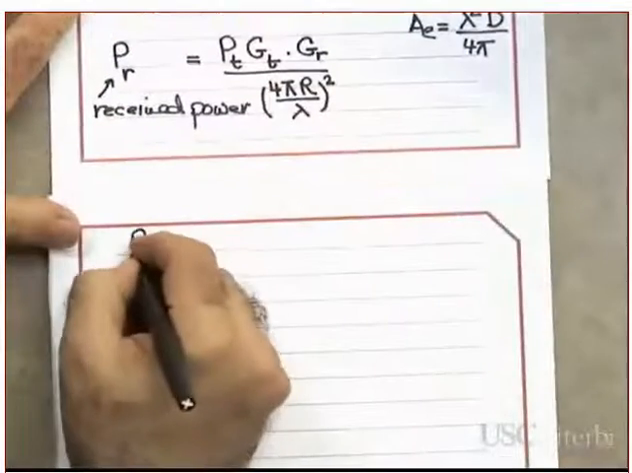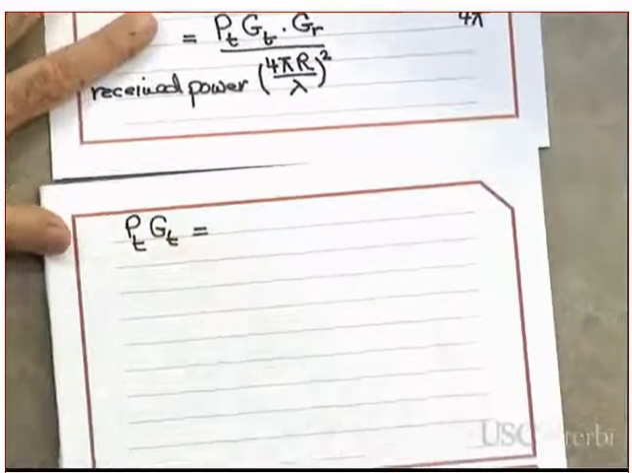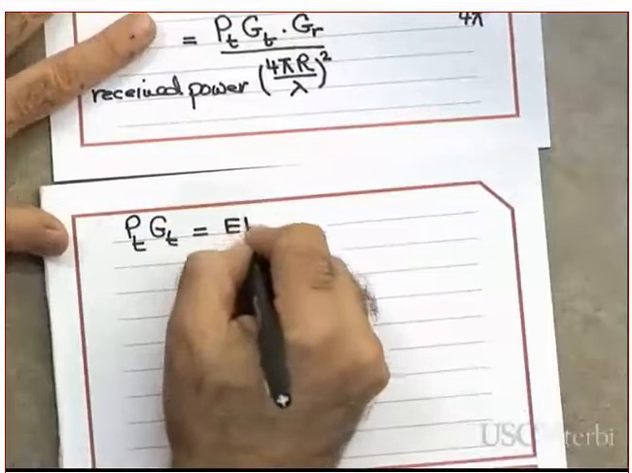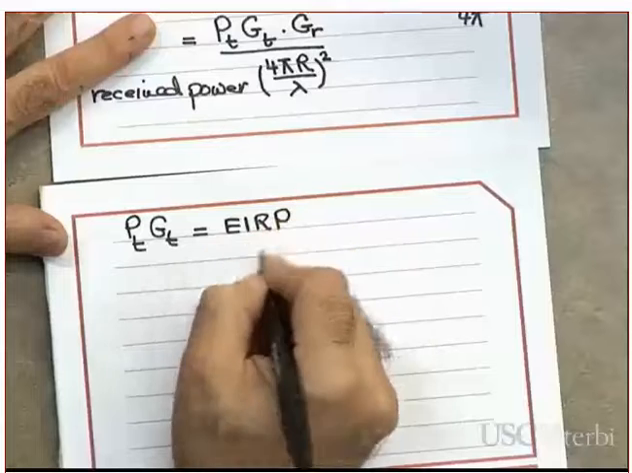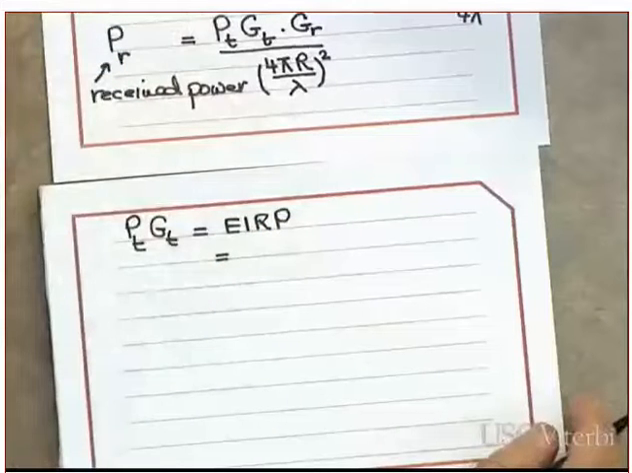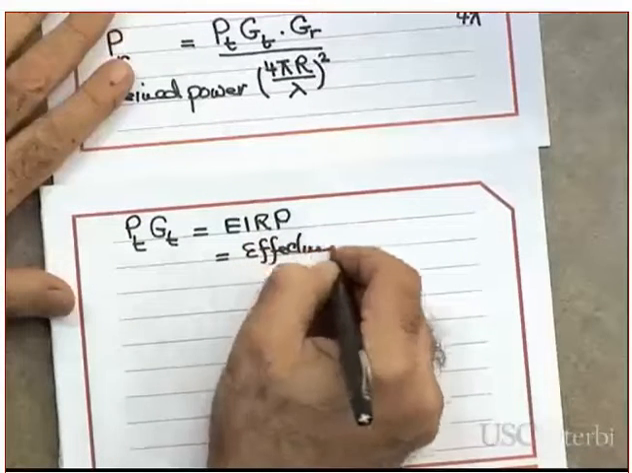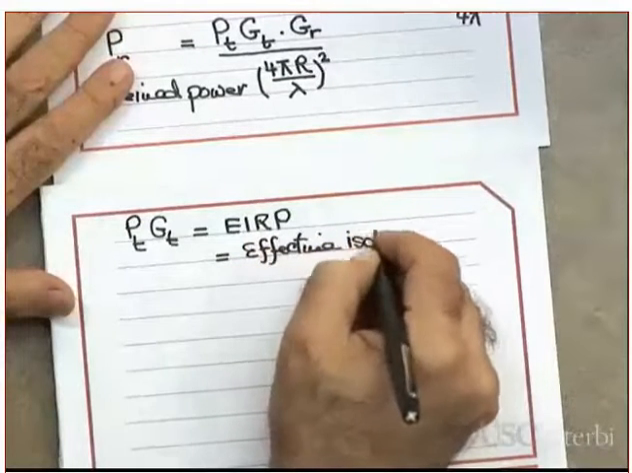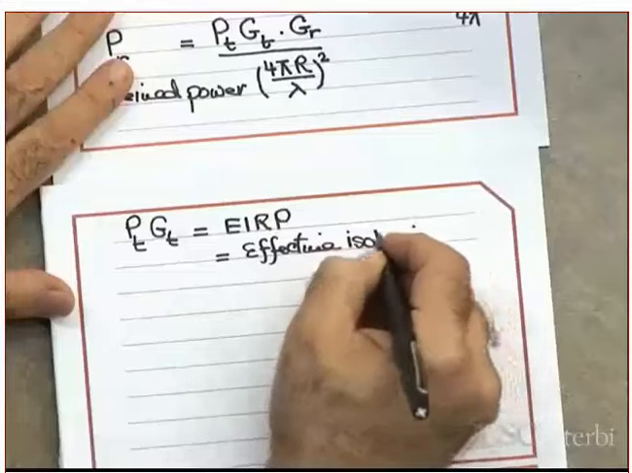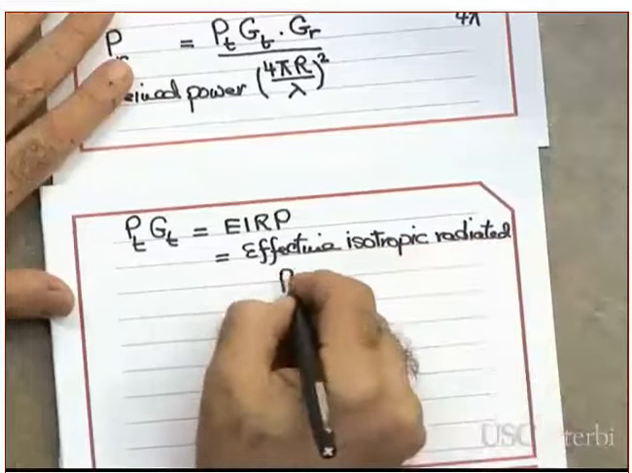By the way, before we get any further, PT, GT. There's a name for it. ERP. What is it? What does it stand for? I don't want you to just say ERP. If somebody asks you what it stands for, you tell them: effective isotropic radiated power.